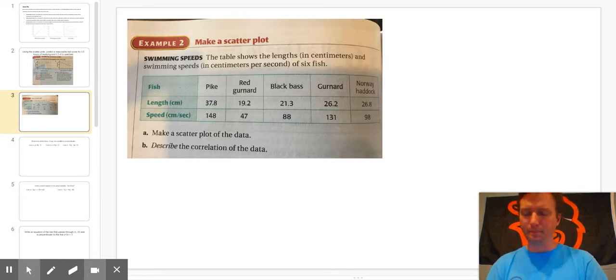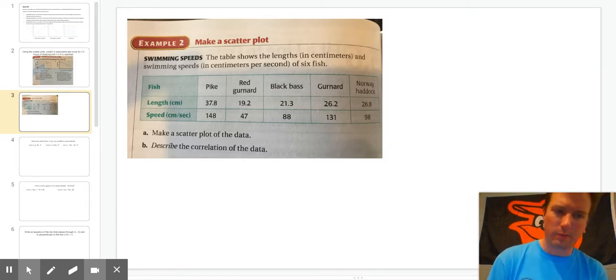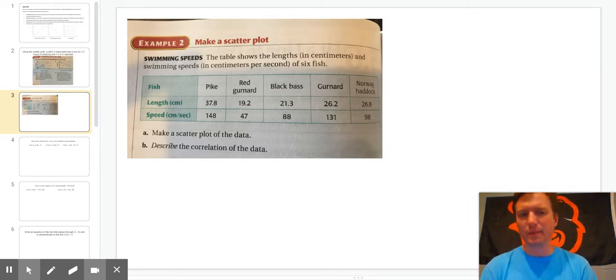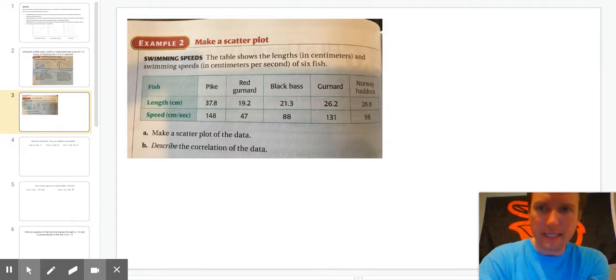So yesterday, I introduced the idea of a scatter plot to you. We talked about the different types of correlation: positive correlation, negative correlation, and no correlation. Today, what we're going to be doing is exploring how to make a scatter plot. Kind of cool. And so I have a problem here. I just snapped it out of our book. It's example number 2, swimming speeds.